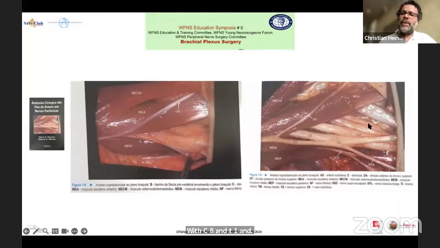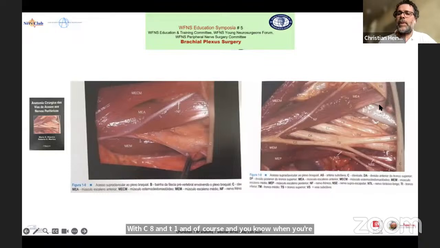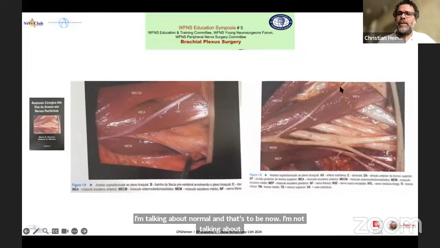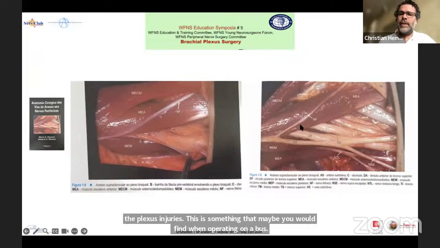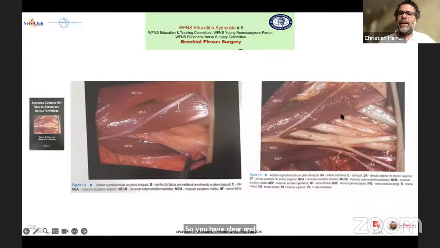And of course, you know when you're headed caudally enough when you find the subclavian artery, which is of course easy to identify or to palpate. And I'm talking about normal anatomy now. I'm not talking about brachial plexus injuries. This is something that maybe you would find when operating on a TOS. So you have clear anatomical structures guiding your way.